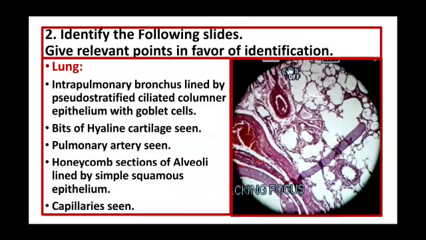The given slide is the lung, section of a lung. So intrapulmonary bronchus lined by pseudostratified, it may be ciliated or non-ciliated columnar epithelium with goblet cells. Bits of hyaline cartilage is seen. Pulmonary artery is visible. Then honeycomb sections of alveoli lined by simple squamous epithelium, and capillaries are seen in between these alveoli.